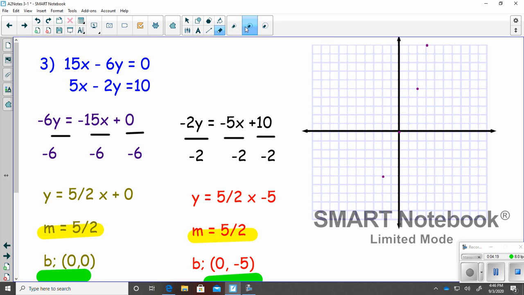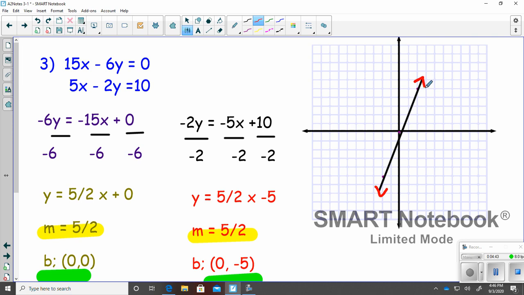Just noticed I put that last point in the wrong place. Should have moved it over a little bit. We'll try this again. There we go, third time's the charm. I got it finally. Okay, so that's the first graph.